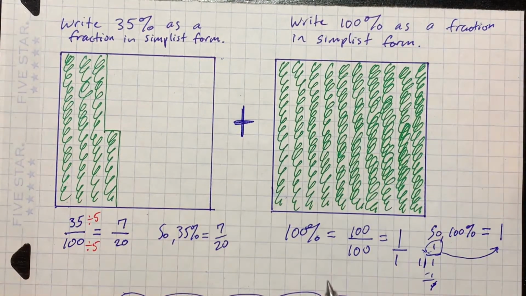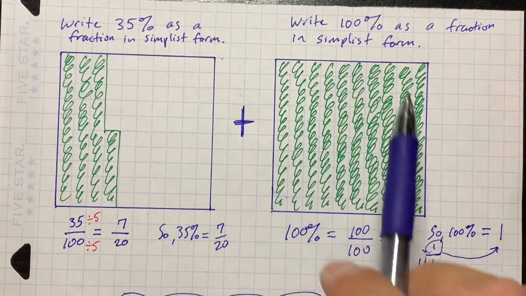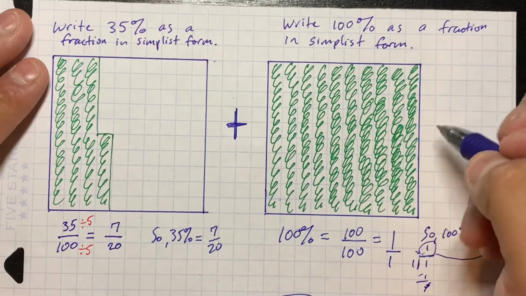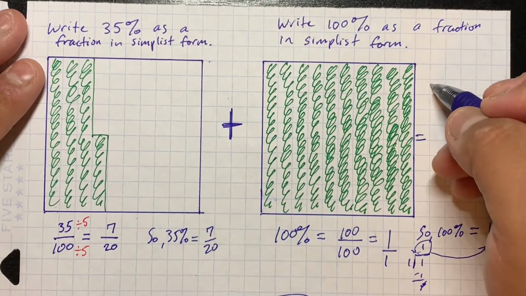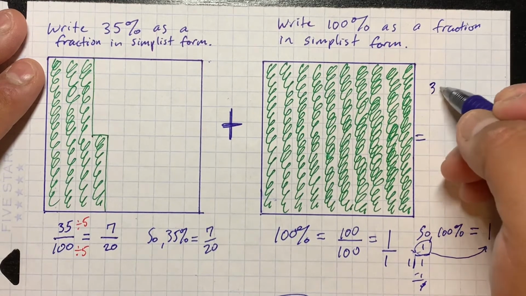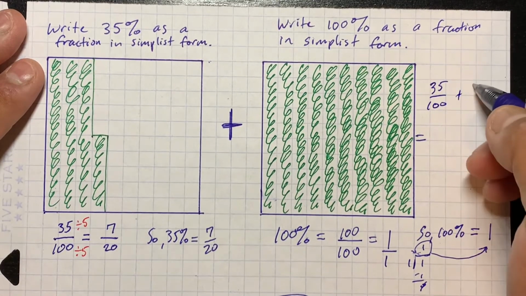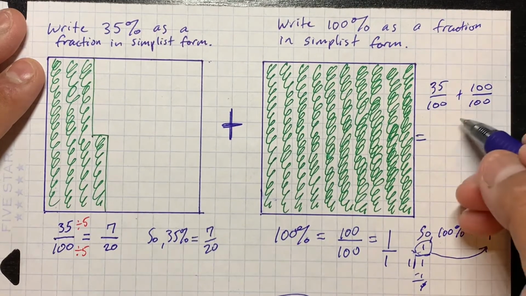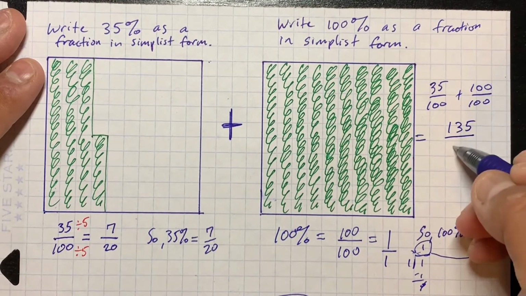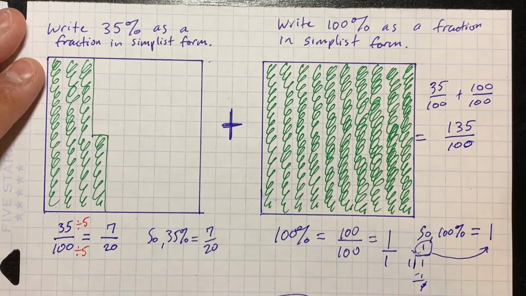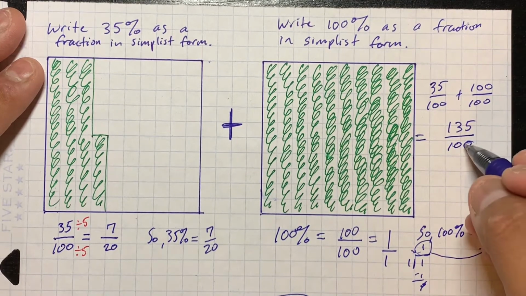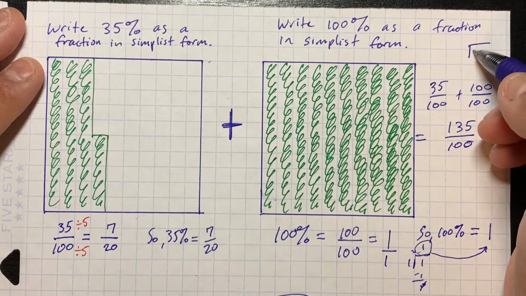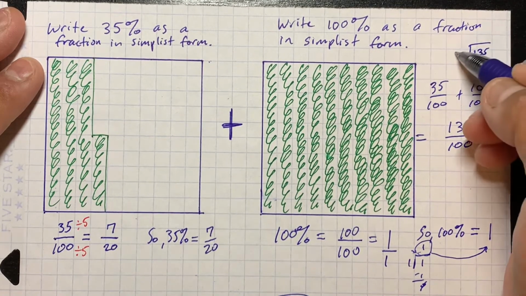So if we have 100 total units shaded here, and we have 35 total units shaded there, well then, my friends, this is going to equal 35 over 100 plus 100 over 100. 35 plus 100 is going to be 135 over 100. Now again, this is going to be an improper fraction, so let me break this down and show you guys. I'm going to do division here. So 135 goes inside, 100 goes outside.